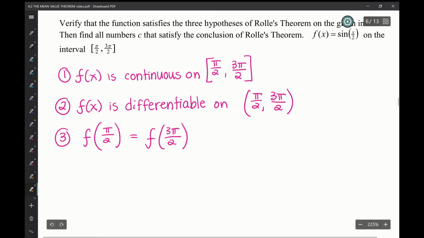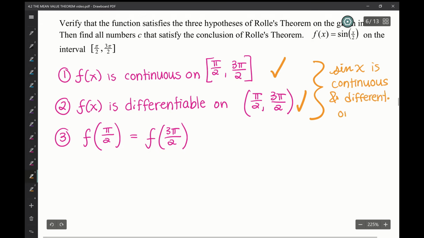Sine of x is continuous and differentiable over its domain, so the first two conditions are met. So once again, sine of x is continuous and differentiable for all real numbers. To verify that f of pi over 2 is equal to f of 3 pi over 2, we'll have to do a little more work. We'll actually have to evaluate our function at these values.